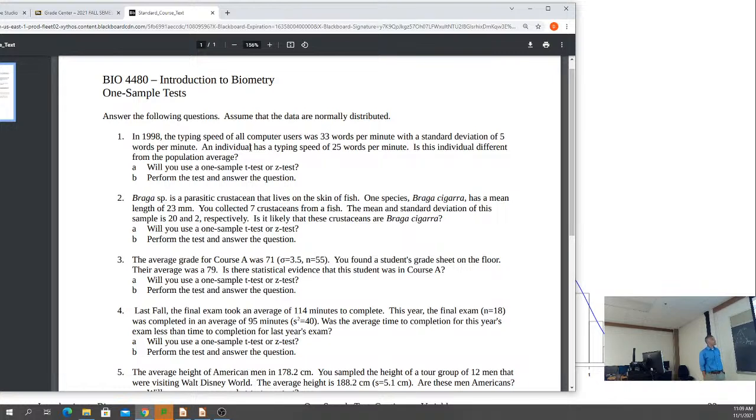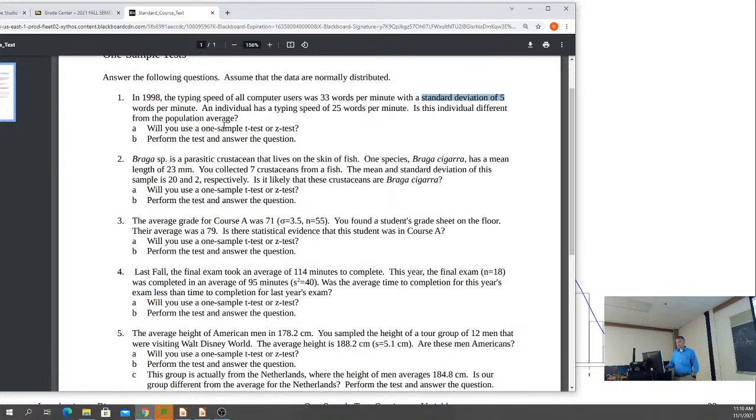Z-test. Why? 33 words per minute of all, with a deviation of 5. So that's population. Yep, we defined our population as all computer users in 1998. From that, we have our population mean, that's mu, and we have our population standard deviation, sigma.